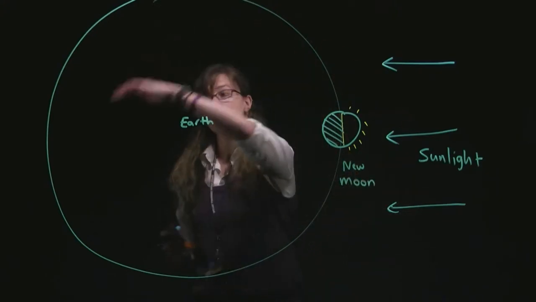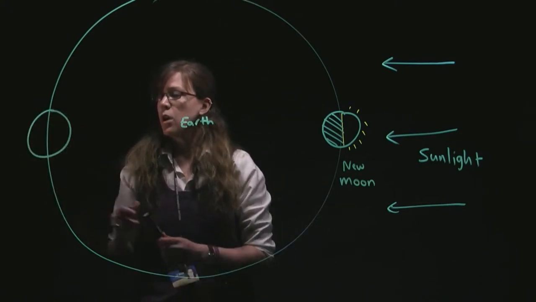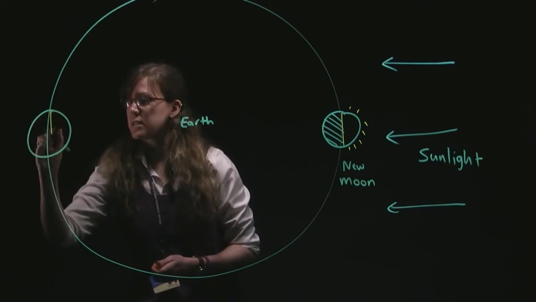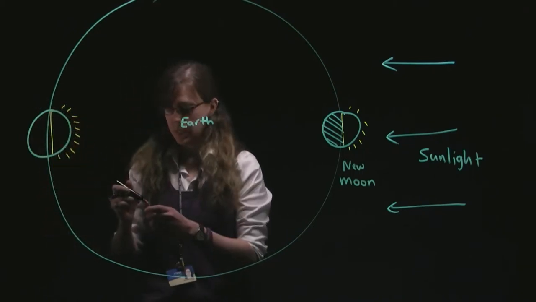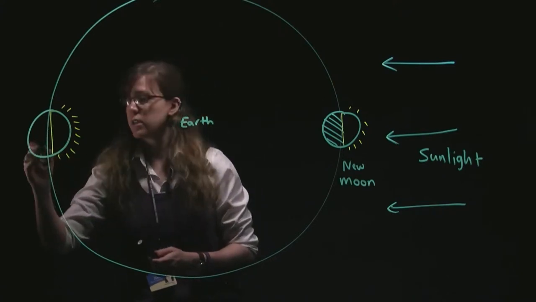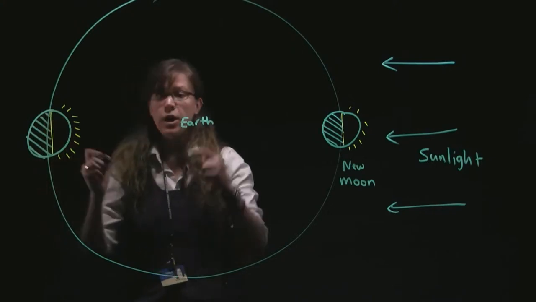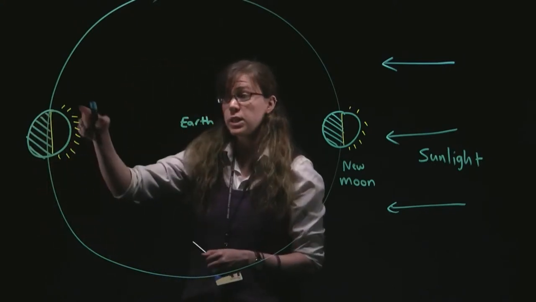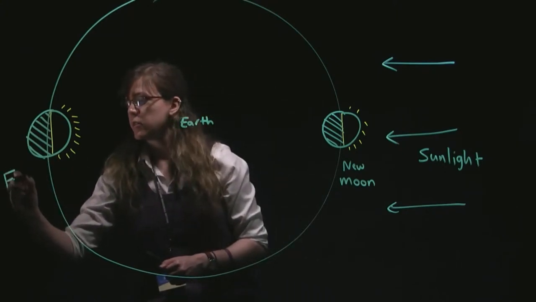If we fast forward 2 weeks over to the other extreme, the side that's lit up is the side facing the sun still. And the side that is dark is the side away from the sun. If we're standing on Earth looking, we get to see all of that lit up side of the moon, and so we would call that the full moon.